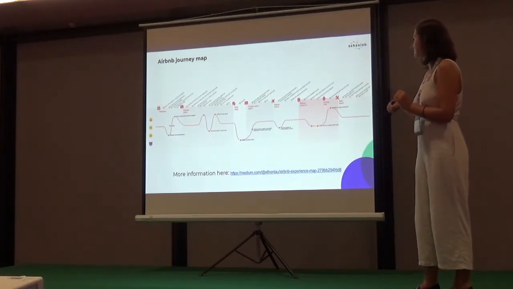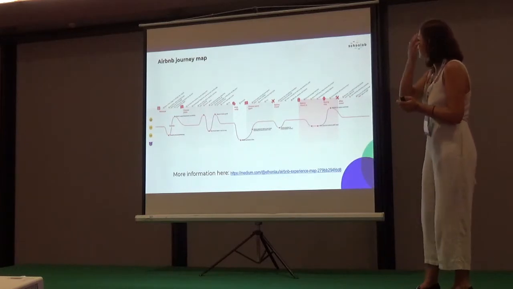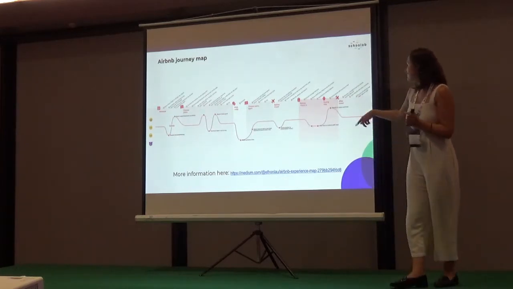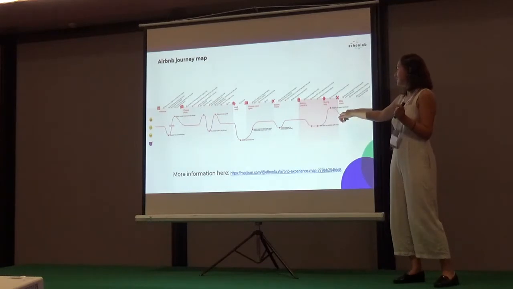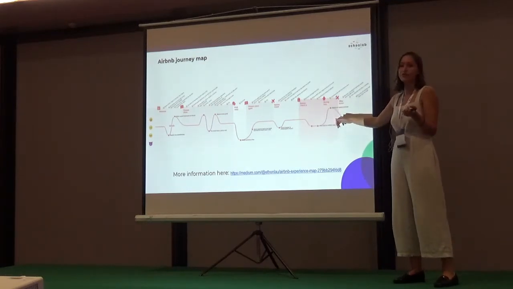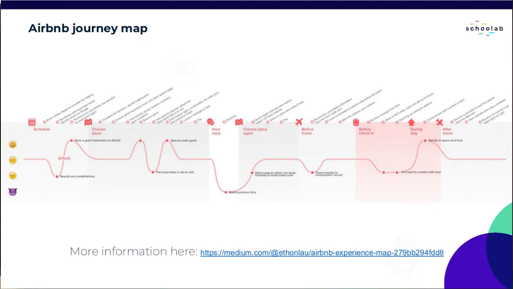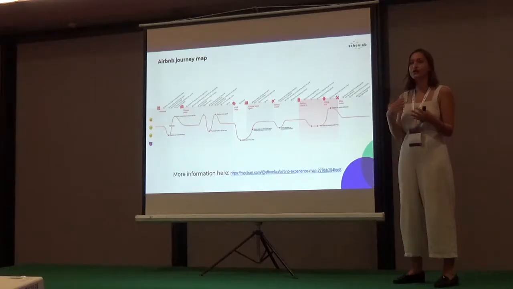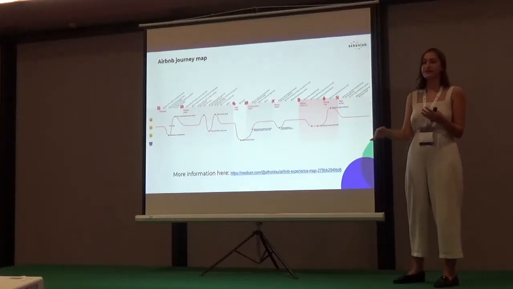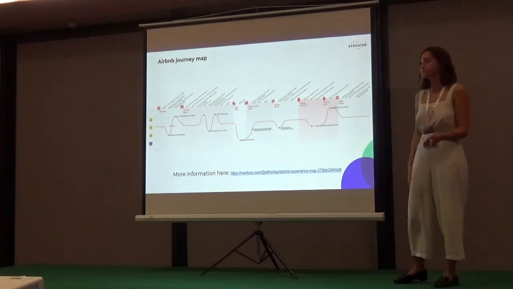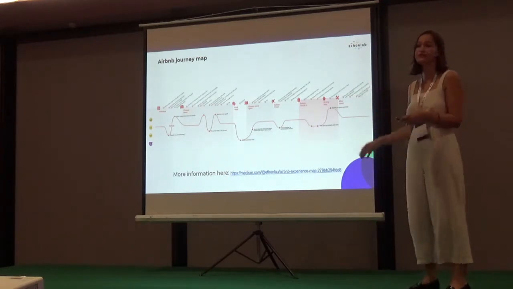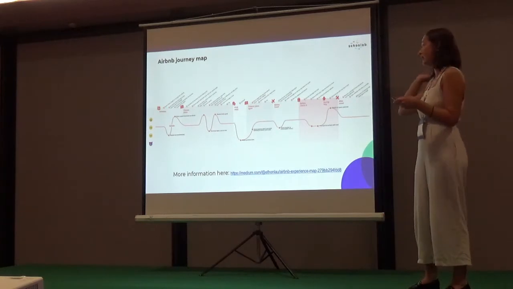Here, for instance, for Airbnb, I'm not sure if you see well, but at the end, when the customer has to look for a plane, it's kind of annoying because they have to change the website, and they see that the plane tickets are really expensive and so forth. So maybe they're currently thinking of a new feature that could include directly booking planes and tickets online on Airbnb. So it's always going to evolve, you always need to have a journey map.